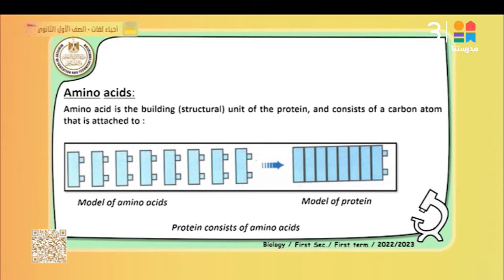Amino acid is the building unit of the protein and consists of a central carbon atom, called the alpha carbon, attached to a carboxyl group that represents the acidic part, an amino group that represents the basic part, a hydrogen, and a terminal group called the alkyl group, determined by R. The alkyl group determines the type of amino acid. If the alkyl group changes, the amino acid changes, so the protein changes.